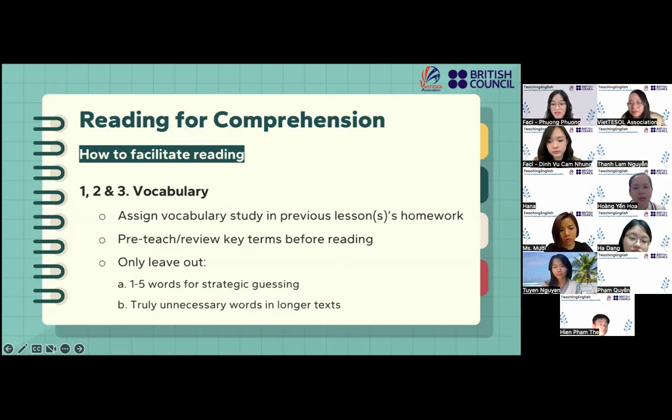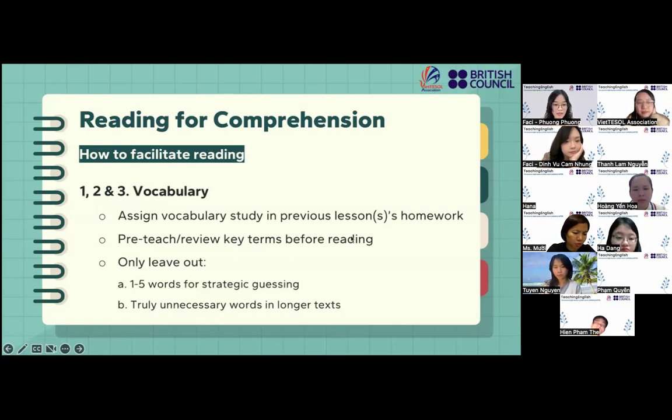So this skill of guessing words from context, but don't let students guess too many words. Just less than 5 words should be fine. And sometimes, for example, if you teach IELTS reading, we have a text of maybe 800 words, and that will be very difficult for students to study everything. So we can leave out the unnecessary words in the longer text, but make sure the student will understand probably at least 70 or 80% of the text.